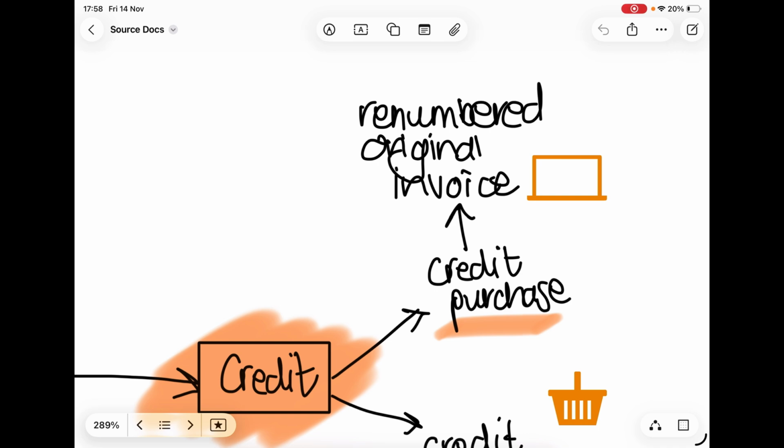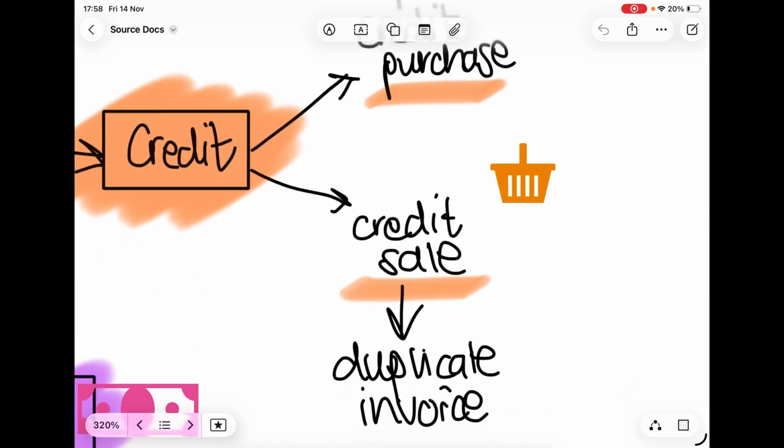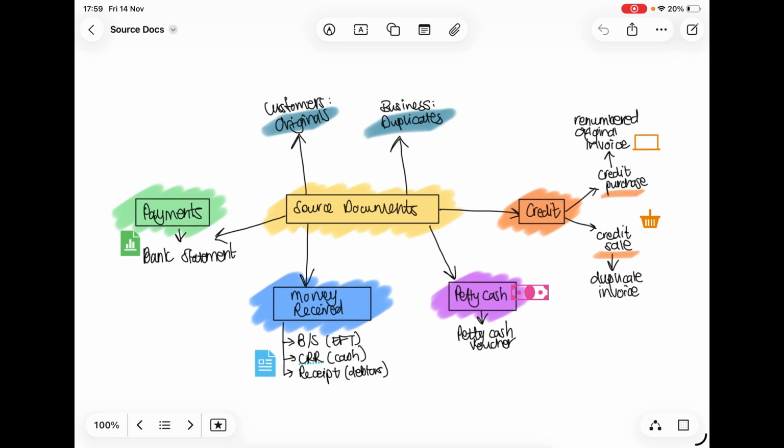We, even though we're a business, have gone out to a different business and bought something from them on account. So we are the customer in that transaction. So we keep the original. When we make a credit sale, so in other words, our customers come to our business and they buy on account from us, then the source document is going to be the duplicate invoice. We hand the original to our customer, and us, the business, we keep the duplicate. And that is a summary of all the source documents you have learned about.